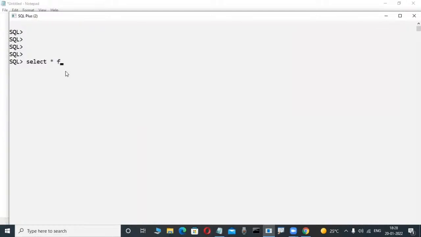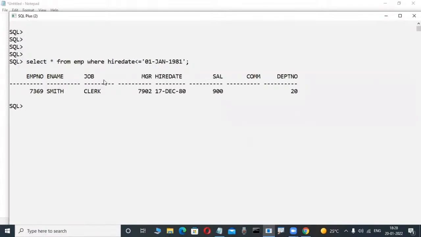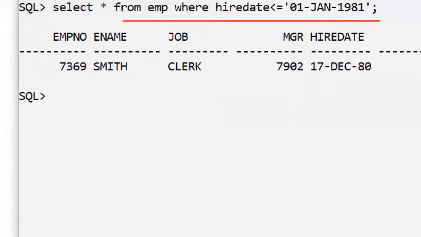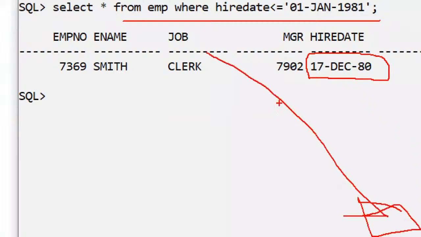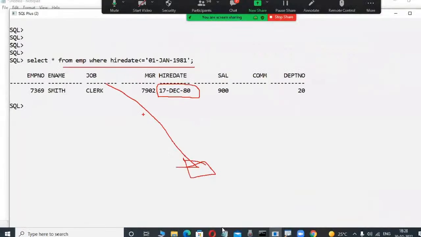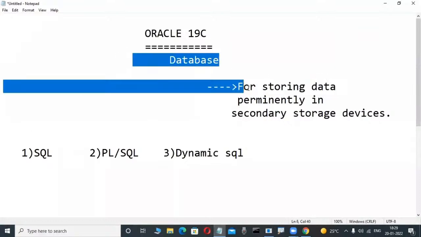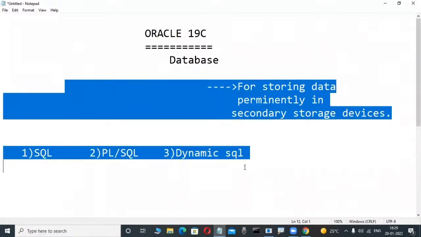Observe here: select star from table name where hire date is less than or equal to 1st January 1981. Just by writing the query, the data is automatically displayed. With a single line of code, the employees who joined before 1981 are automatically retrieved from the database. That's why efficient data retrieval is most powerful, and it is possible only through these databases and these languages.